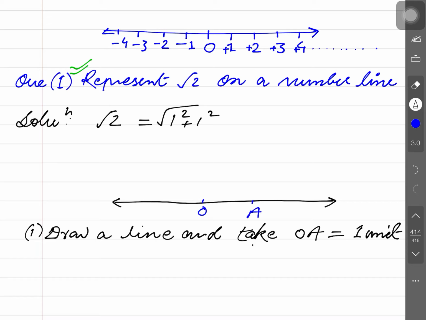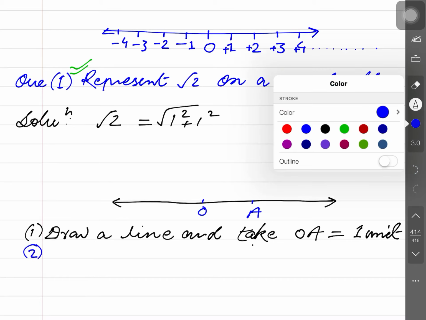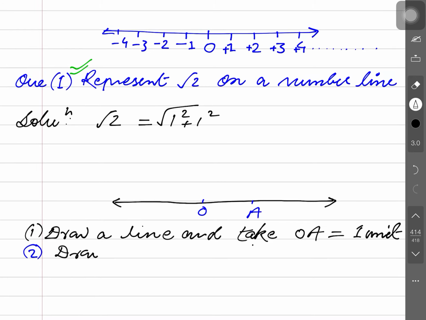Right now you can take your own unit, as I have taken on the screen a unit that could express the numbers I am using here. Draw a line and take OA equal to 1 unit. But remember, this OA length will be the same 1 unit throughout the solution. Is that clear? Now proceed ahead. Take OA equal to 1 unit as before. Now, second step, draw a perpendicular. What perpendicular, please tell me, do I need to draw here?